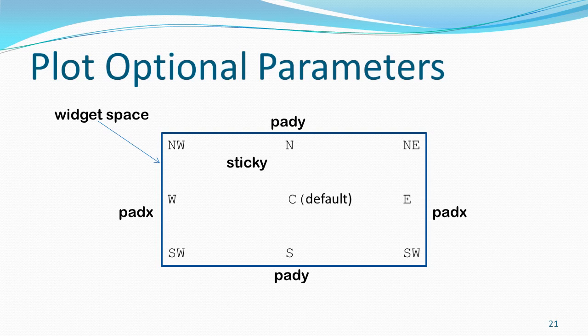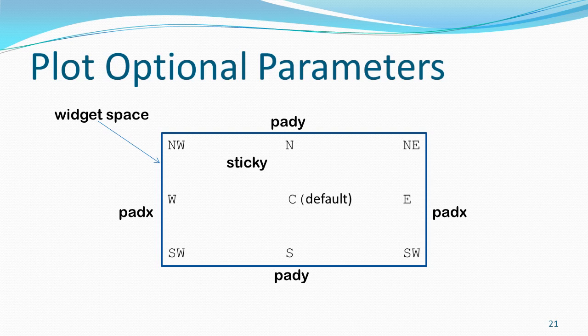So now it's time to plot everything. And you remember, plots have lots of optional parameters. So if you can think of the widget space with the big rectangle on your screen, you can see that pad X will tell you how much space in pixels between widgets horizontally. Pad Y is the space between widgets vertically. And then that's sticky.